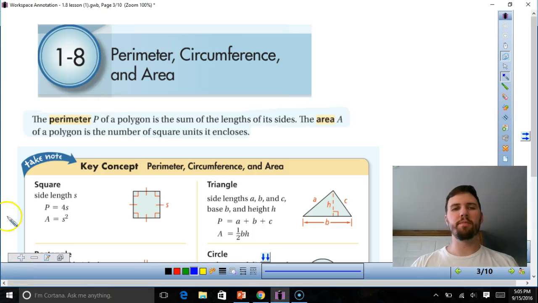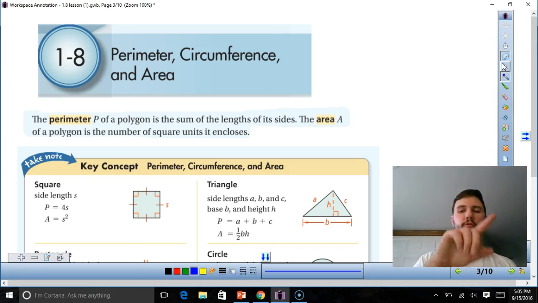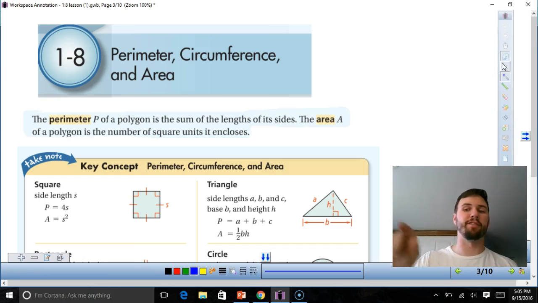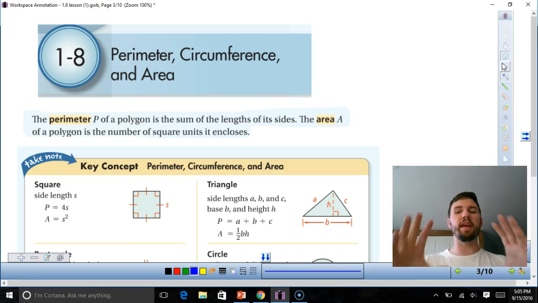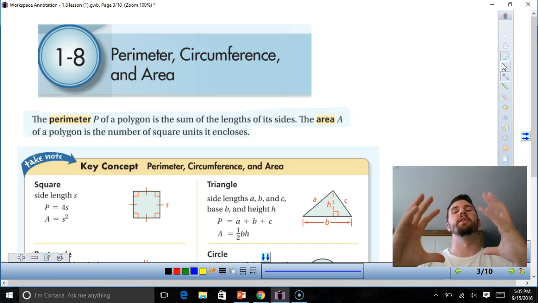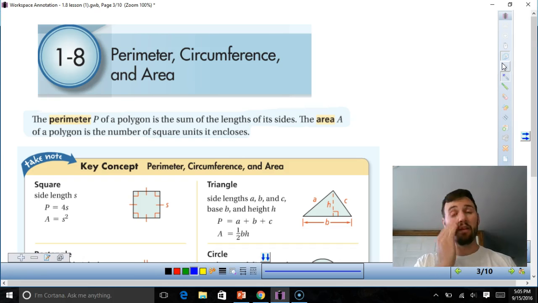Today we're looking at perimeter, circumference, and area. Just a quick recap. Perimeter: para means around, so perimeter is the distance around something. Circumference is just the distance around a circle. And the area is how much space it encloses. So if you're looking at a field, the perimeter is the fence, and the area is how much acreage you have inside that fence.